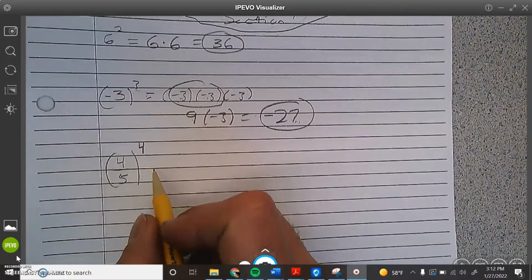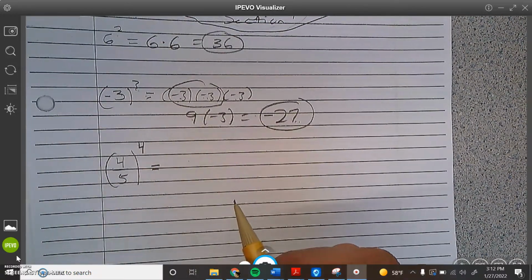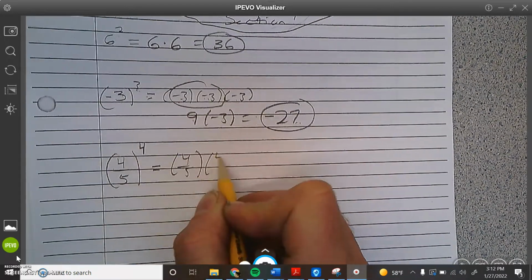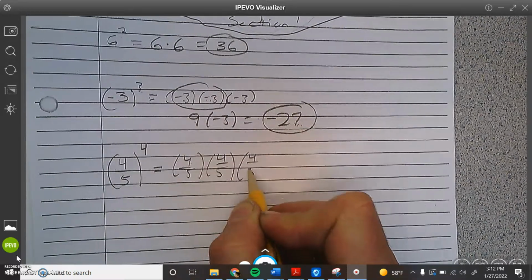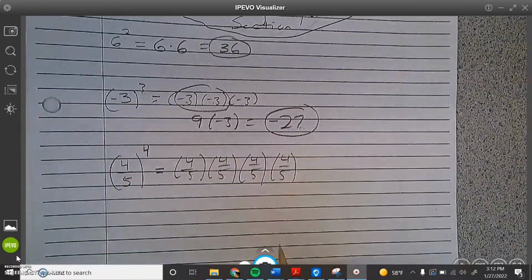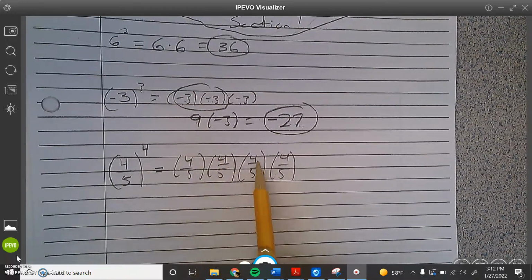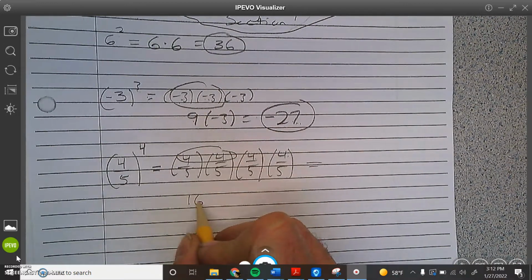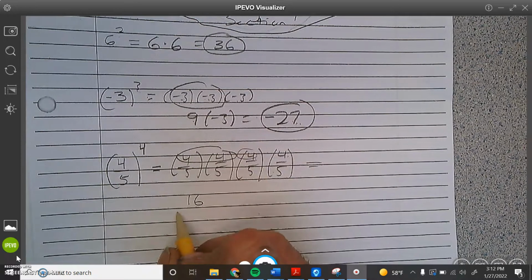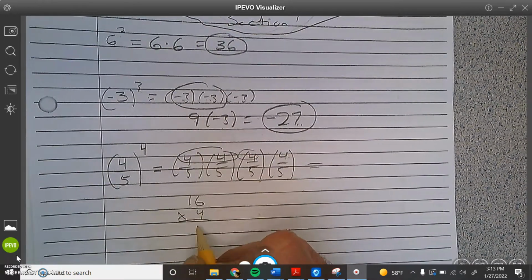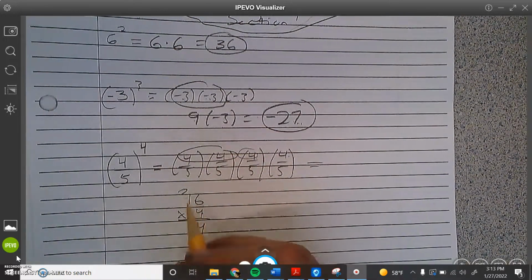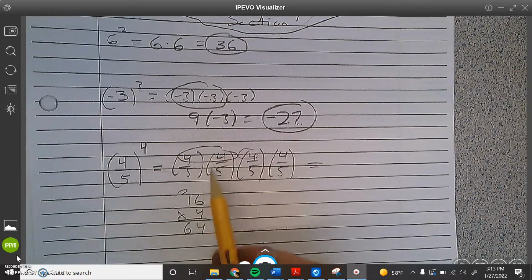All right, last one of this section. Let's see if you can do it. Pause the video. Go. All right, so this is 4/5 to the fourth power, 4/5 times itself 4 times. So we have 4 times 4 times 4 times 4 in my numerator. 4 times 4 is 16, times this 4. 4 times 6 is 24, 4 times 1 is 4, plus 2 is 64. So 4 to the third is 64.